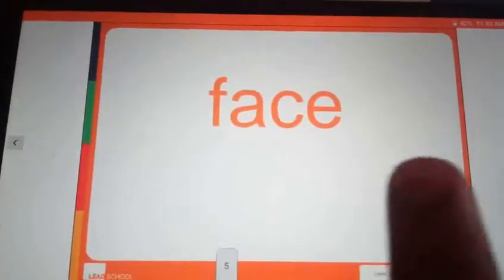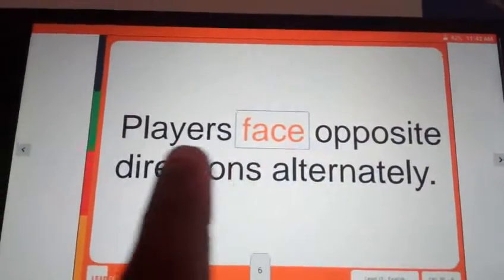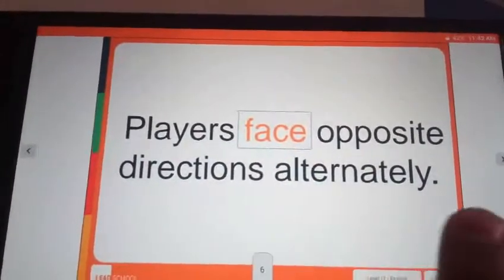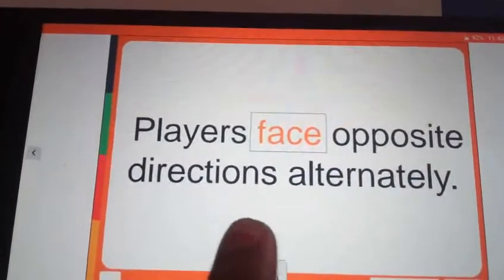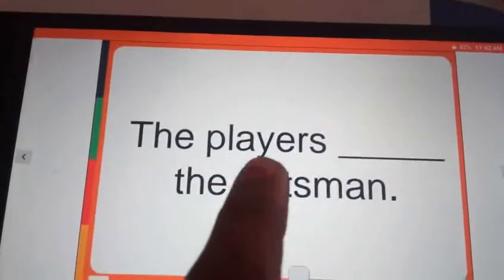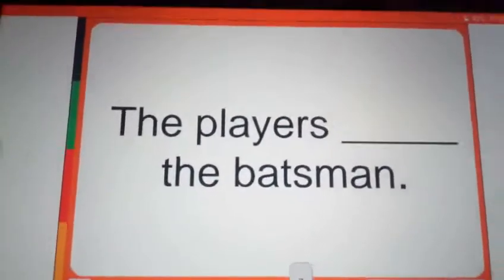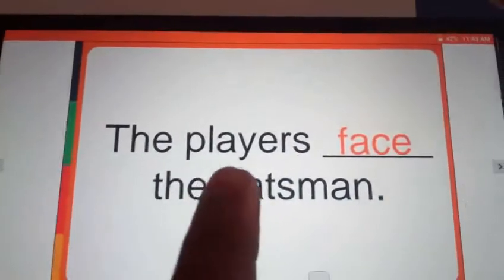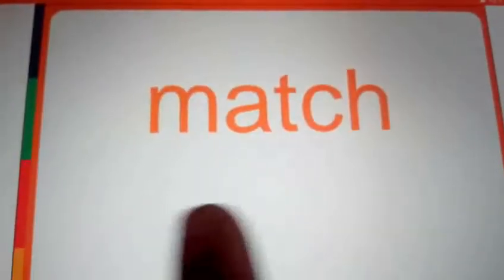Face, face, face. Players face opposite directions alternately. See the other one? The players dash the batsman. Which whole word comes here? Face. The players face the batsman.